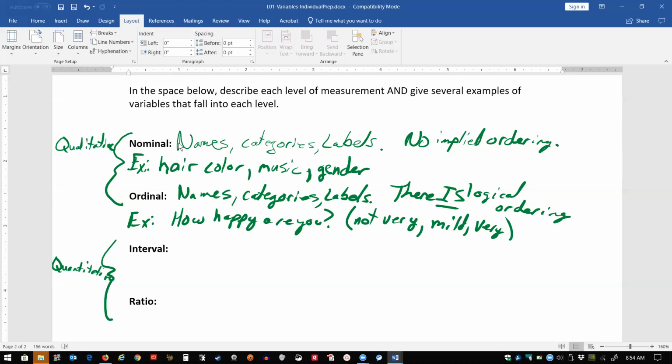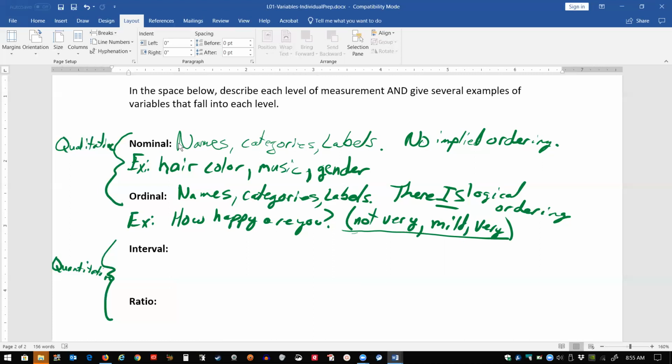Got it? So nominal, just names and categories, labels, but order doesn't mean anything. There's no logical ordering involved. However, for ordinal qualitative variables, there is a logical ordering involved. So you'll often get scales like this when you're talking about ordinal variables.